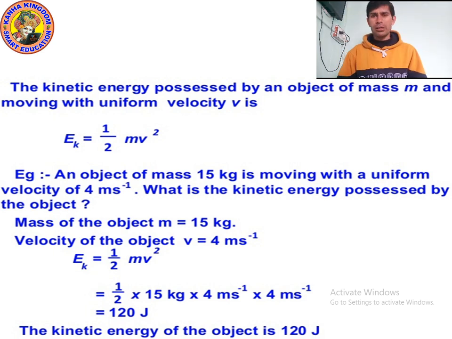Then when we solve this, we will get the value which is 120 joule. 120 joule will be the value of kinetic energy. Why have we used J here? Because J is actually the symbol for joule. So the kinetic energy of the object is 120 joule. Yes, it's very easy. Now let's study about the potential energy.